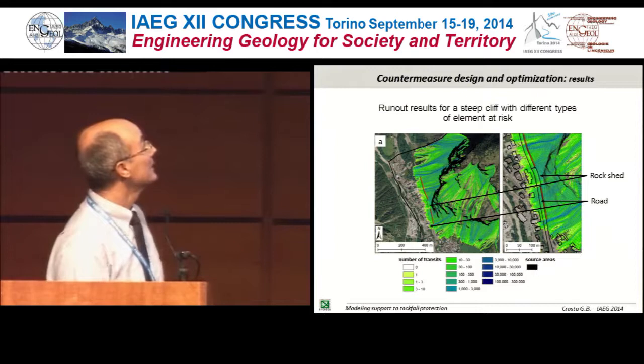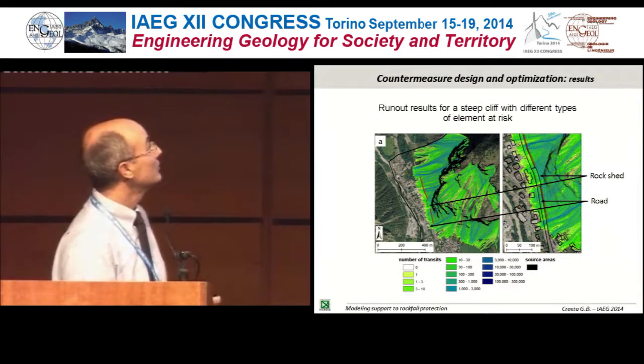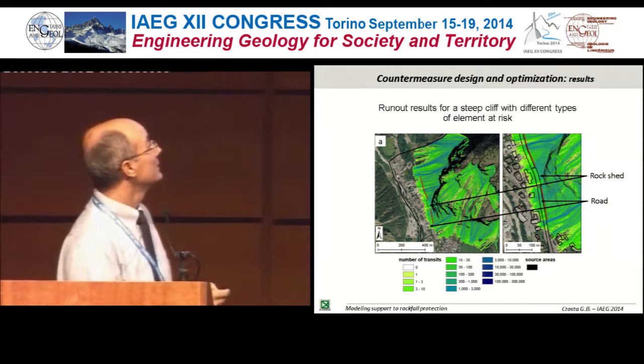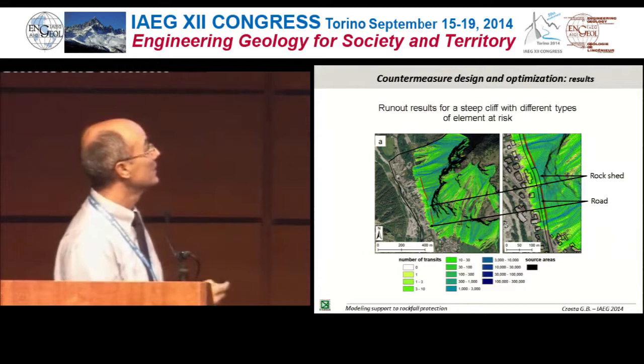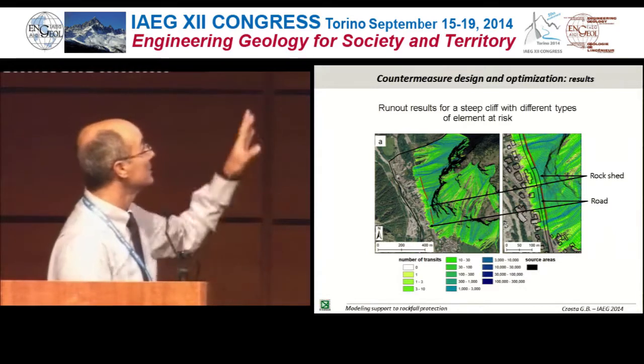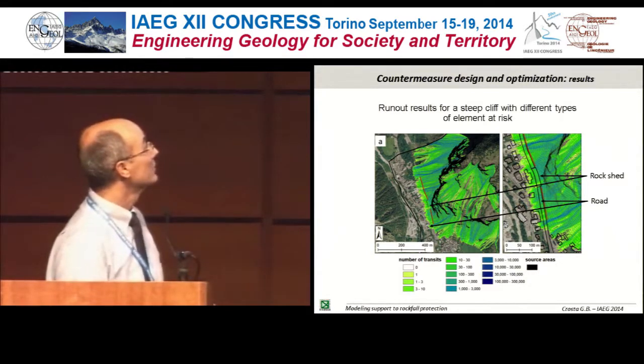Again, this is the case study that I was showing before about the calibration of the model with the before and after trimming. There is a steep cliff, there is a main road, there are rock sheds, there are rockfall barriers at different positions along the slope, and these are just some of the results of the modeling, but it's not the main feature that we are looking at here.